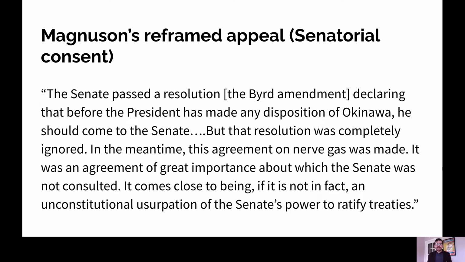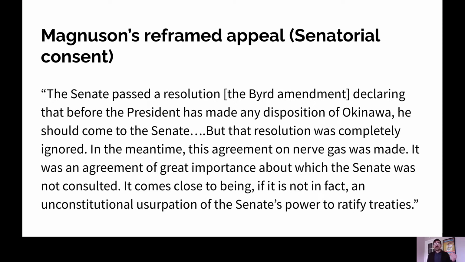In the meantime, this agreement on nerve gas was made. It was an agreement of great importance about which the Senate was not consulted. It comes close to being, if it is not in fact, an unconstitutional usurpation of the Senate's power to ratify treaties. Okay. Notice what's not in that frame.